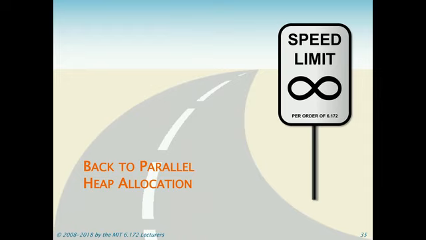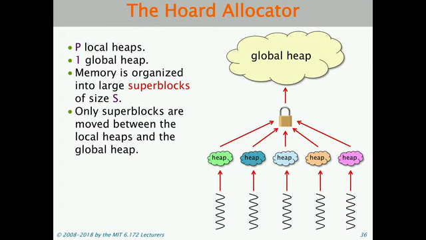So let's go back to parallel heap allocation. I talked about 3 approaches already. Here's a 4th approach. This is called the Horde allocator. And this was actually a pretty good allocator when it was introduced almost 2 decades ago, and it's inspired a lot of further research on how to improve parallel memory allocation. So let me talk about how this works.